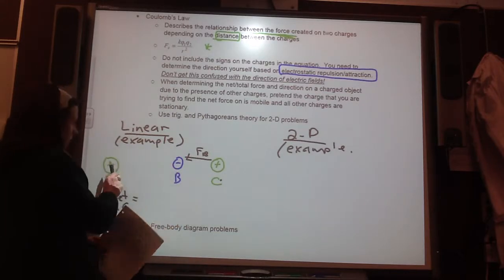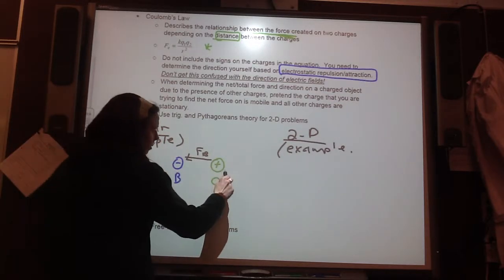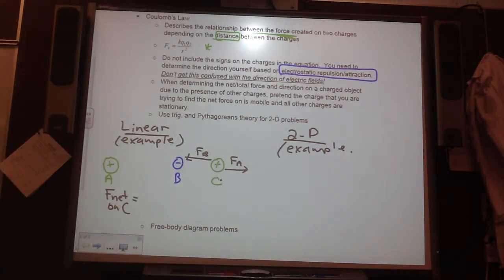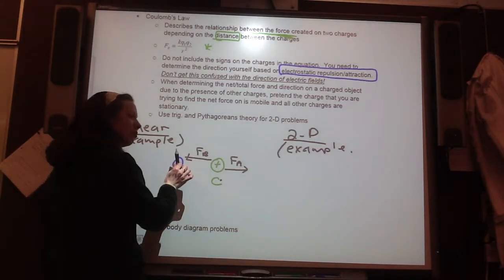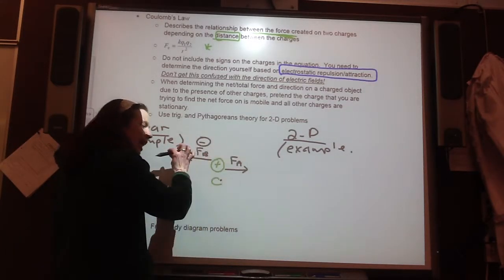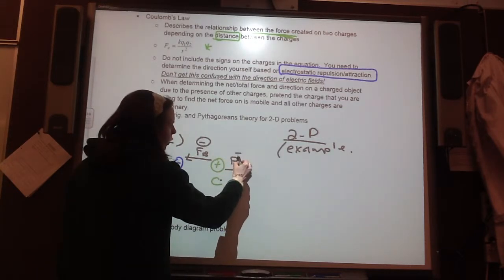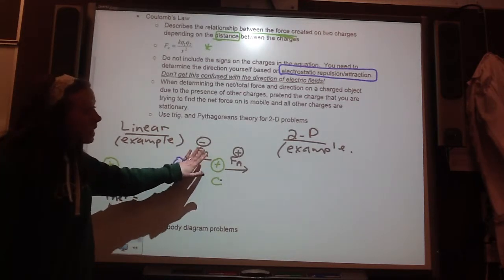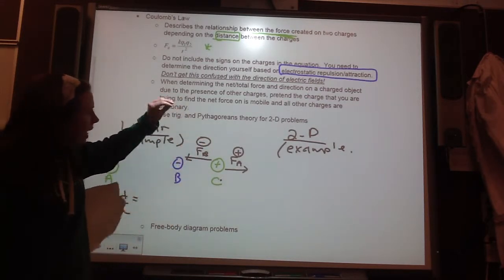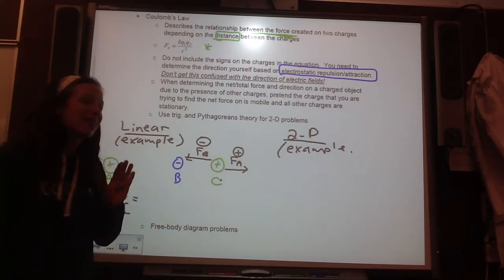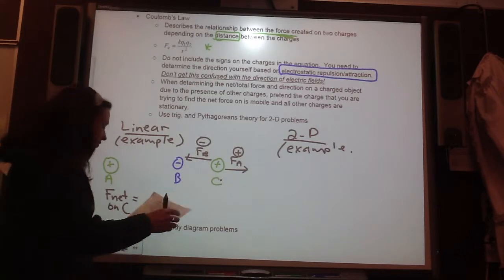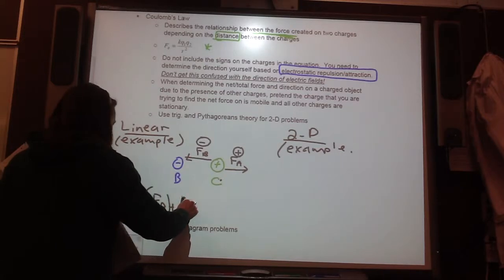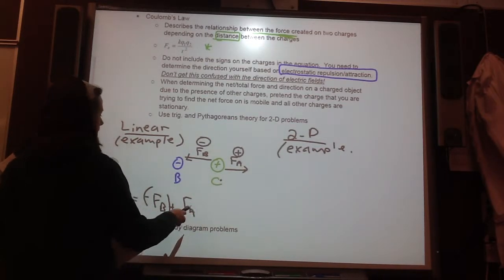Now on A, however, it's both positive, so it's going to be pushing away. So since F of B is going to the left, I'm going to label that as a negative force, and F of A is going to the right, so I'm going to label that a positive force. That doesn't mean it came from the negative, well, it did, but I need to determine that it is negative just because it's going to the left. So this is negative F of B plus F of A, which is positive.